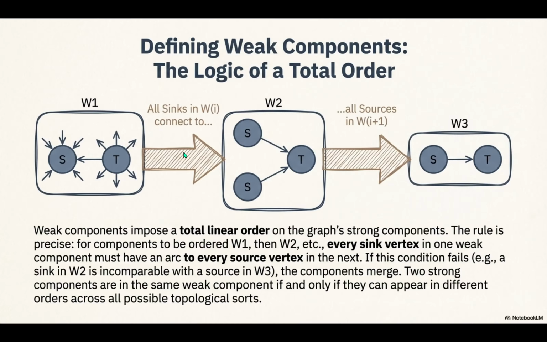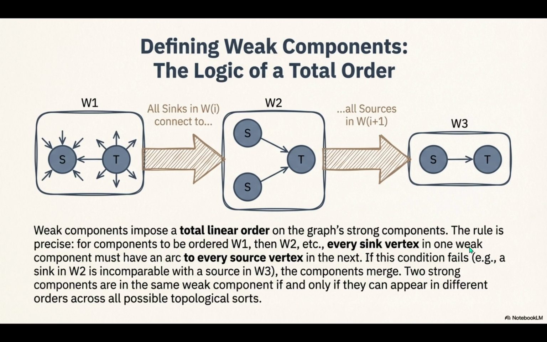But if you want that complete, binding, total linear order, the master schedule, we need to talk about weak components. Weak components. They sound a little less problematic than strong components. What are they doing? They're arranging those already shrunk supervertices, those strong components, onto a straight line. W1, then W2, then W3. They give structure to the overall timeline.